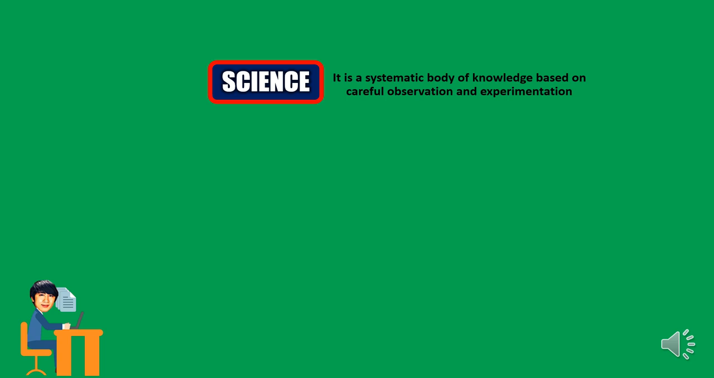Systematic means process. When we talk about process, it refers to step-by-step procedure. Step 1, step 2, step 3. You cannot proceed to step 3 without undergoing steps 1 and 2. And that is a process.